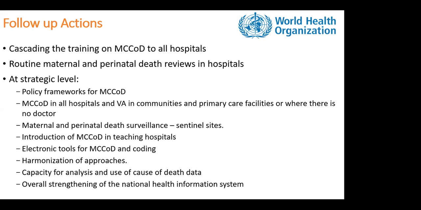Then importantly, capacity for analysis and use of data on death is very important. We often say where data are used, the quality will improve, the availability will improve. Where data are not used, no one cares. Overall, improving information on the death and the cause of death cannot happen in silos. It has to be within the national framework of the National Health Information System.